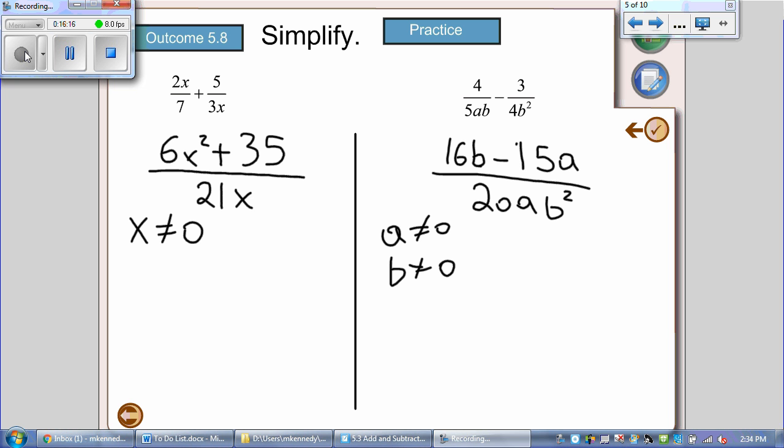The next one, exact same. A's and b's, same as x's and y's. Variables are variables. They all get treated the same. Why does it say it cannot be 0?